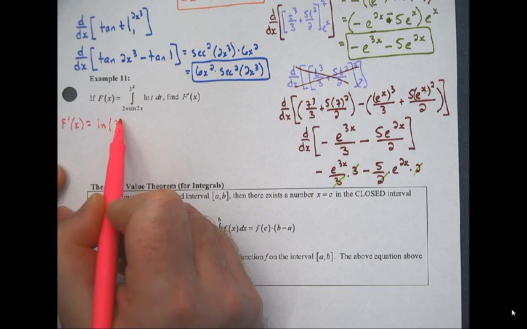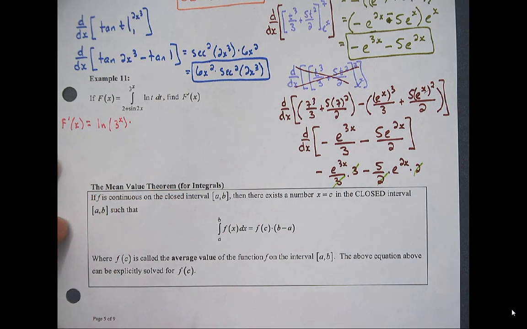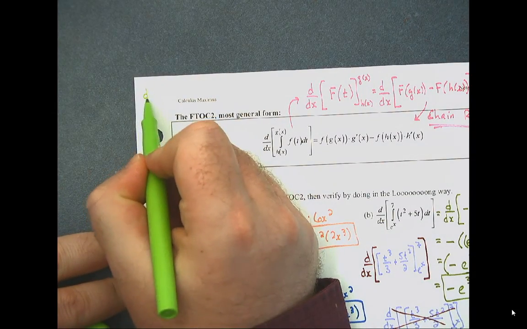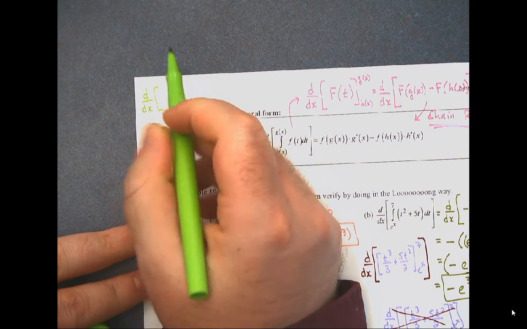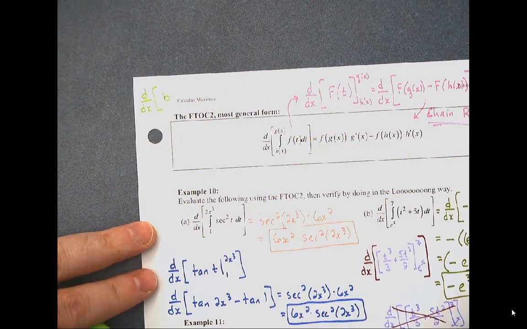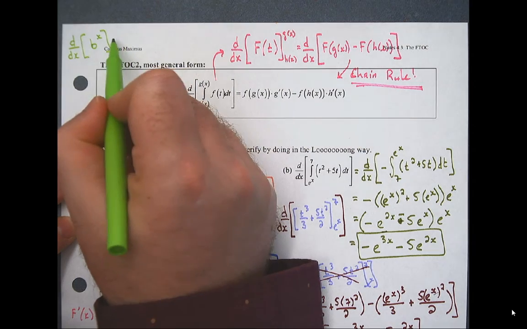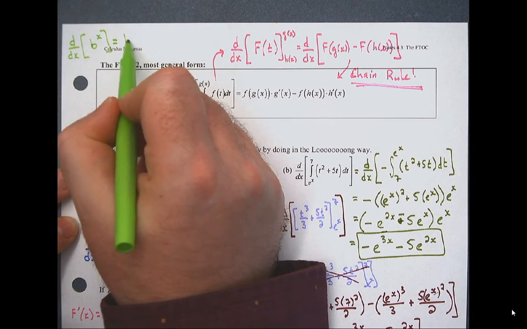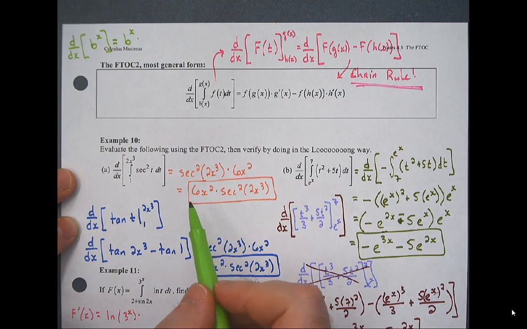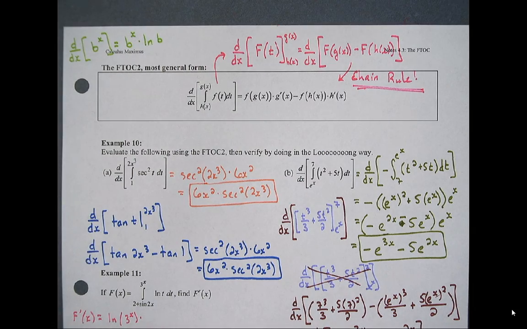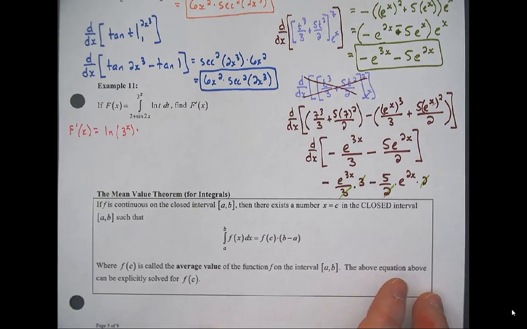of 3 to the x, times, now you've got to go way back and remember how to derive 3 to the x. It's probably been a long time. I'm going to go up to the top here and write a little note, a little reminder. d/dx of, let's call it b for base, to the x is equal to, as always, it starts off the same: base to the x, but then you have to do a natural log of that base, natural log of b. So using that as a clue, see if you can finish the rest of that first part.